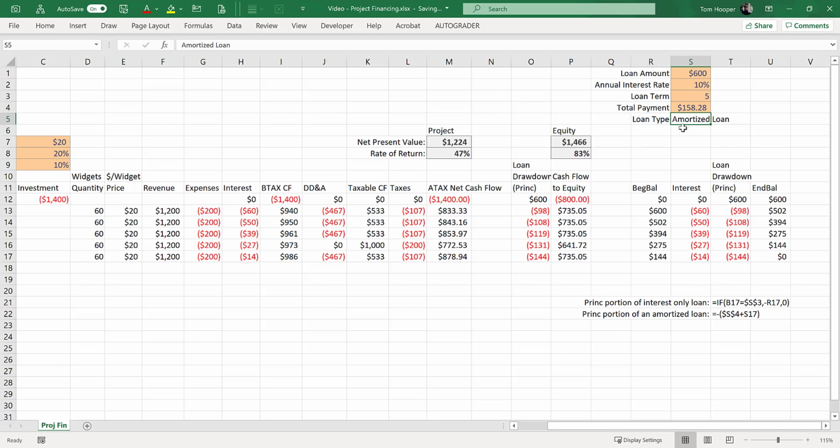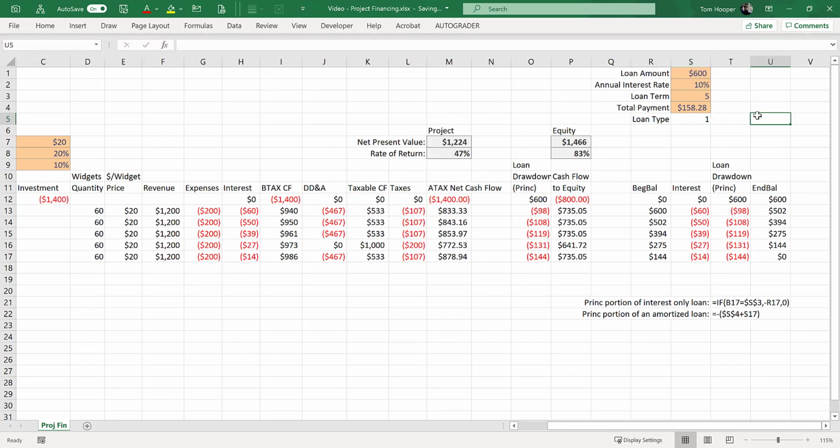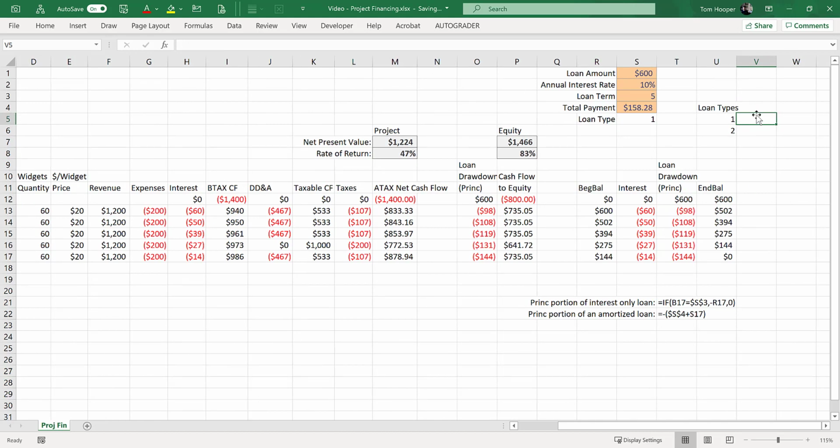Now, this is easy to look at. It's not super easy to connect to a dashboard. So I'm going to do one more thing. I'm going to call it loan type 1 or 2. Going to format that as a general. And so let's come over here and say loan types. If you don't like if statements, you might like this a lot better. Interest only, amortized. And so if it's interest only, it's a 1. If it's amortized, I'll put in a 2.